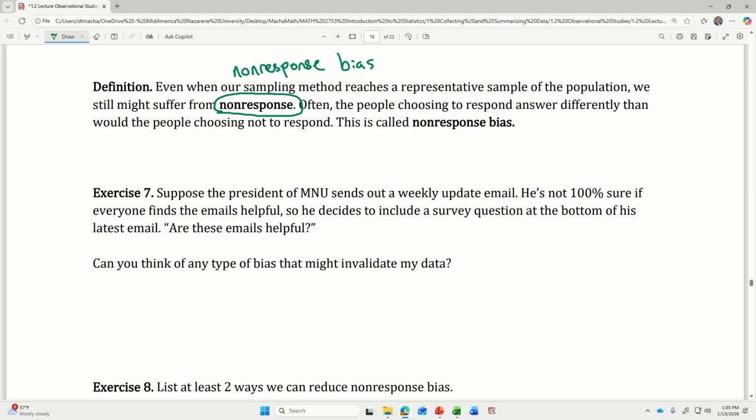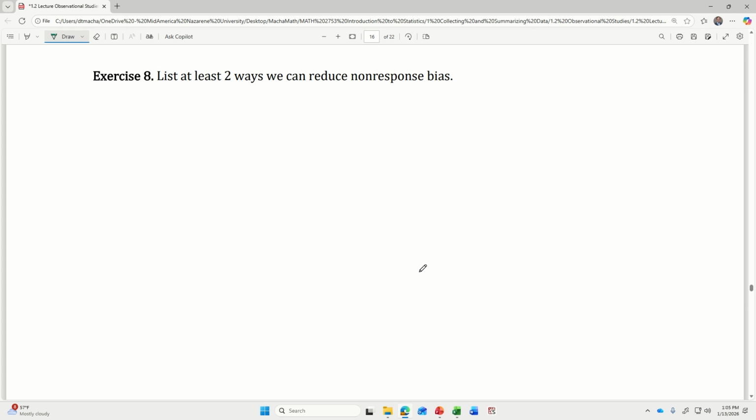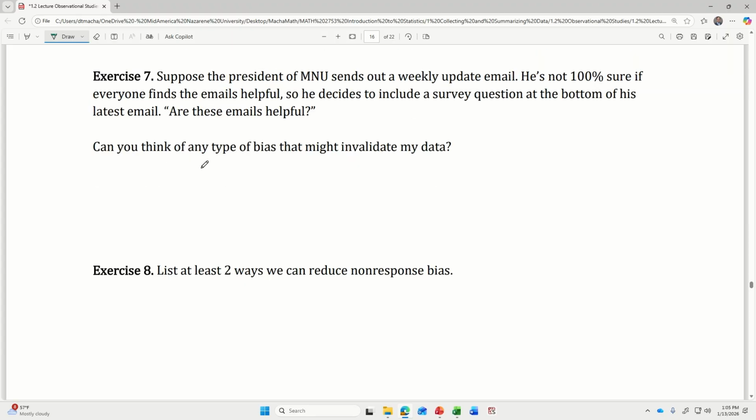So then, can non-response be people choosing not to respond, but people also accidentally not responding? Can non-response cover both of those situations? Yeah. Okay. Can you think of any ways to reduce non-response bias?